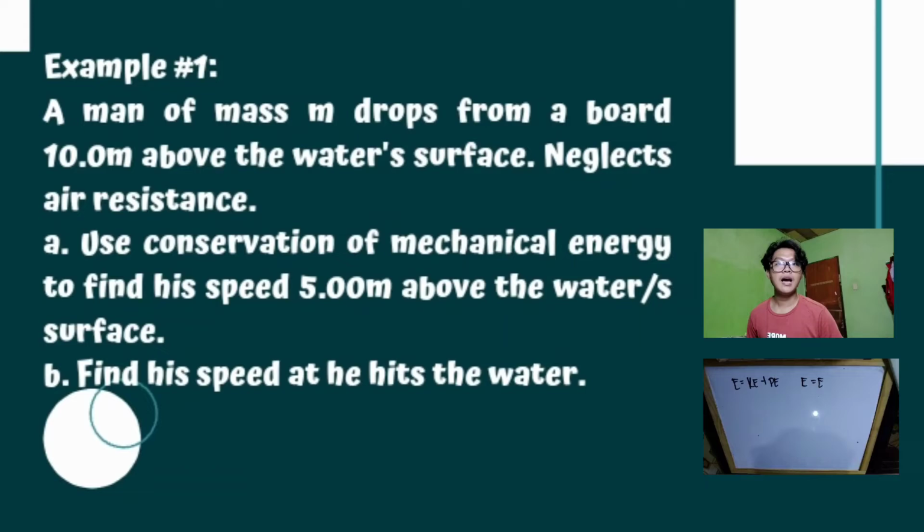Example number 1. A man of mass m drops from a board 10.0 meters above the water surface. Neglect air resistance. A. Use conservation of mechanical energy to find his speed 5.00 meters above the water's surface. Letter B. Find his speed as he hits the water. So, let's draw.